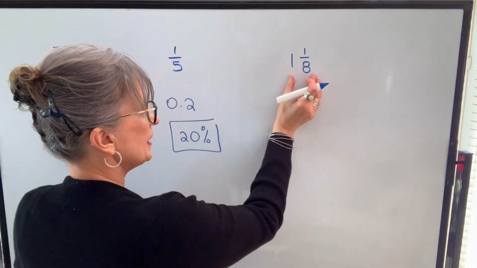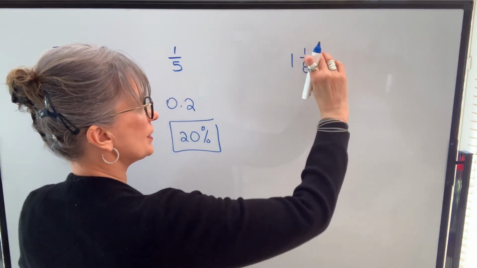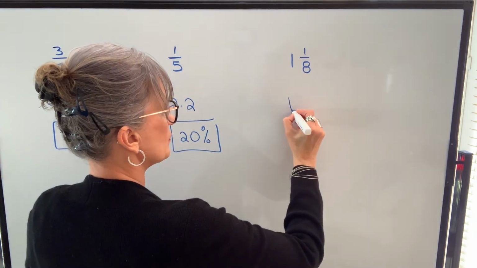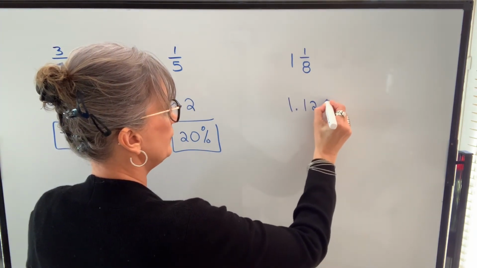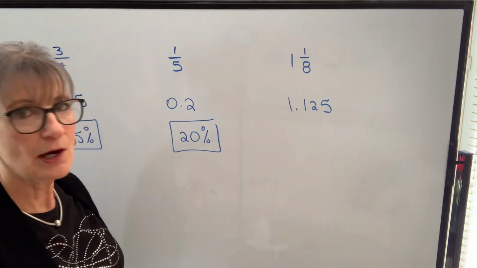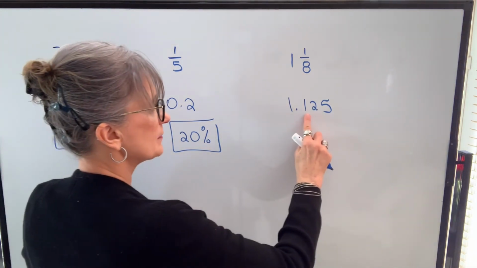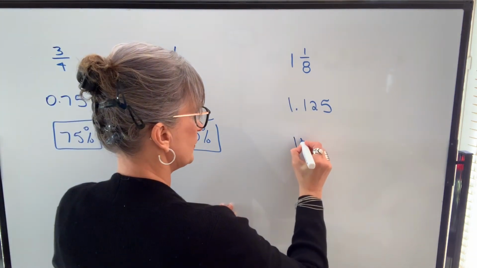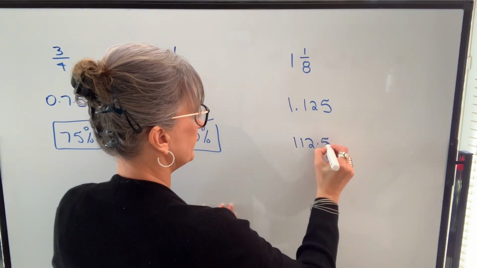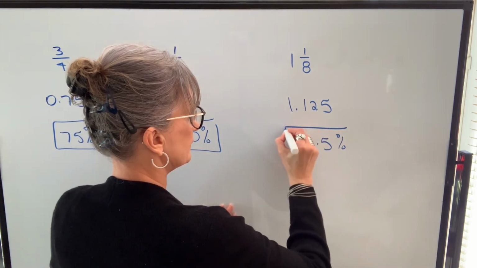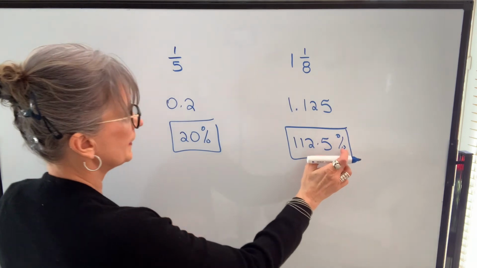I would do the same thing here. I would take 1/8 and I would change that to a decimal. So this becomes 1.125. Now I multiply by 100 by moving my decimal point 2 places. So it's 112.5%. So as soon as you multiply by 100, then it becomes a percent.